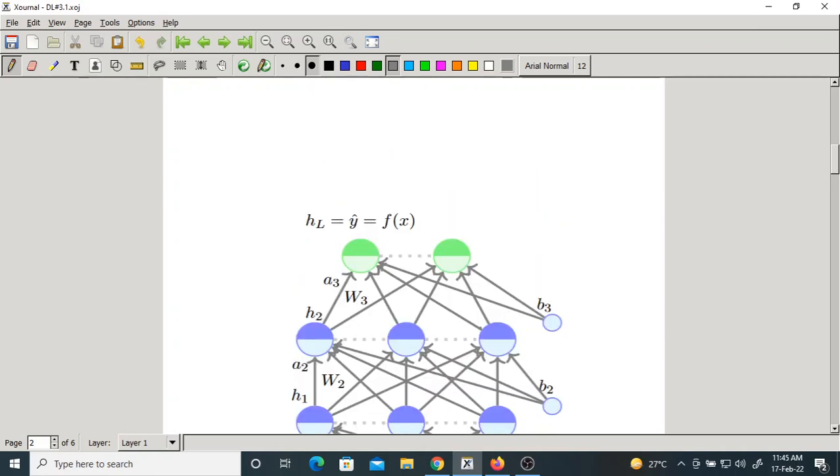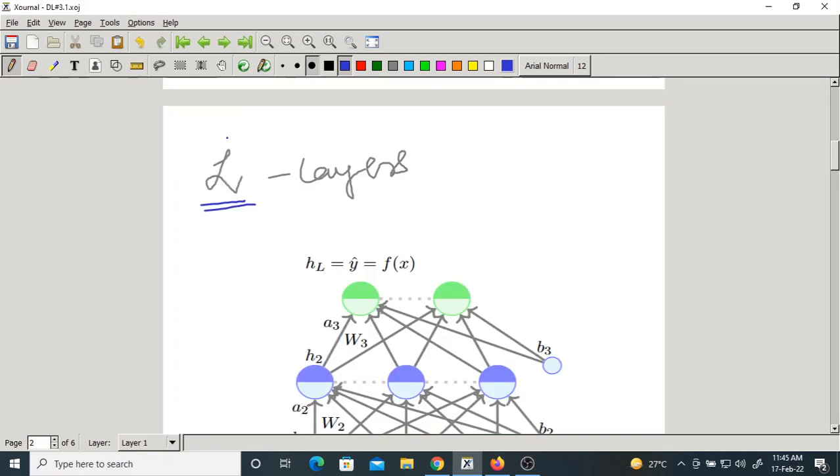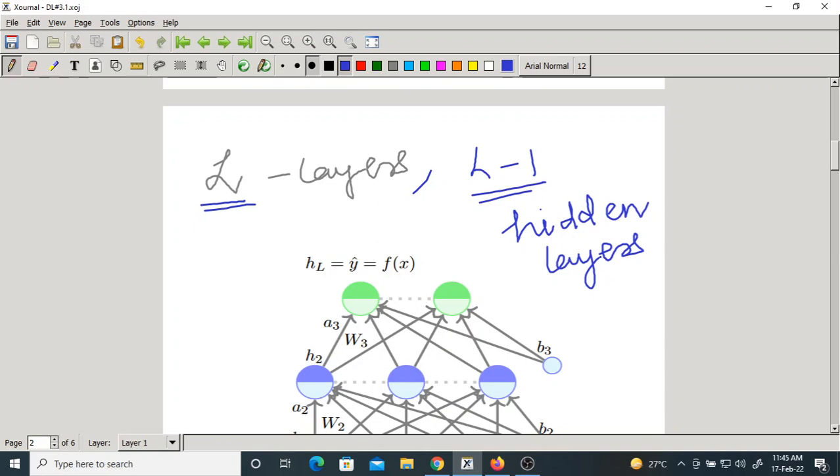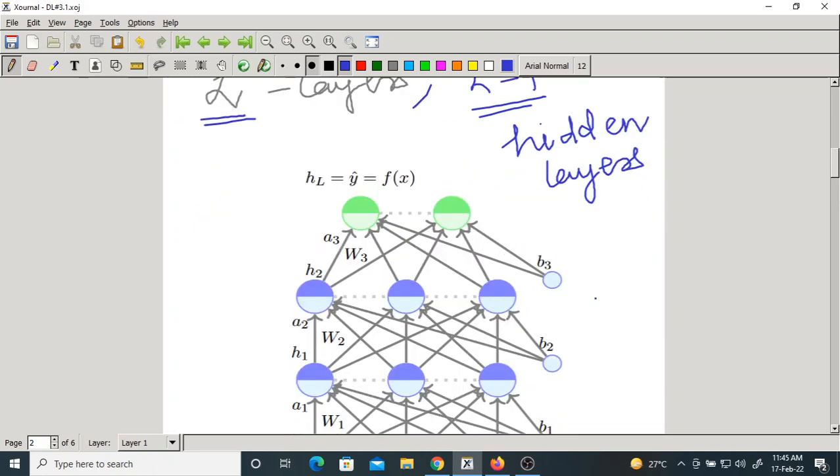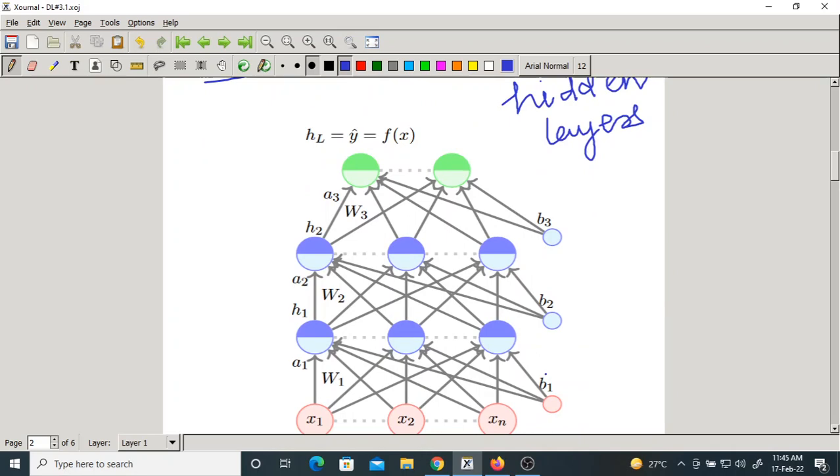So here we actually have L number of layers. How many? L. Okay. So if there are L layers, among them L minus 1 layers are hidden layers. What about the remaining layer? It is the output layer. Okay.